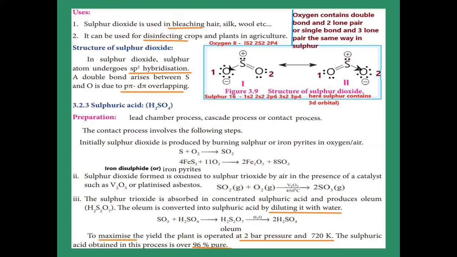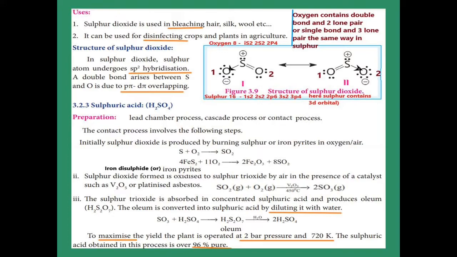Next, preparation of sulfuric acid. Sulfuric acid is prepared by the chamber process, cascade process, or contact process. In this chapter, we are going to see the contact process. The first step, sulfur dioxide is produced by burning sulfur in oxygen or iron pyrite in oxygen. Sulfur plus oxygen gives sulfur dioxide. Then iron pyrite, FeS2, plus oxygen gives ferric oxide along with sulfur dioxide.